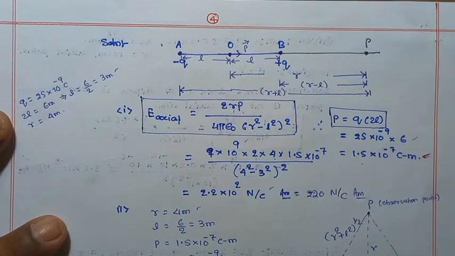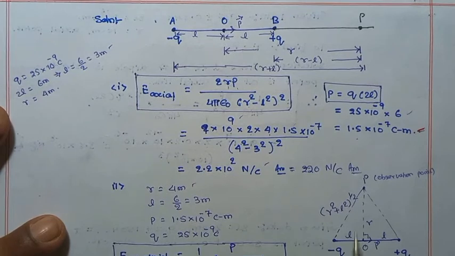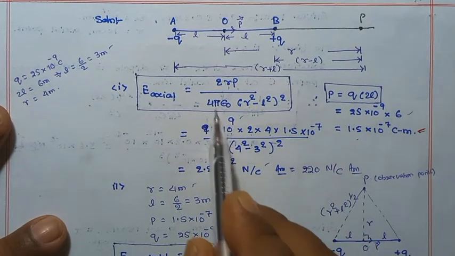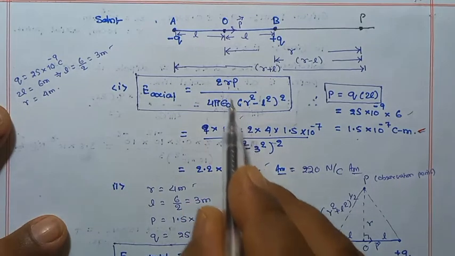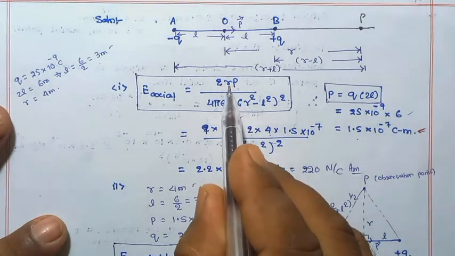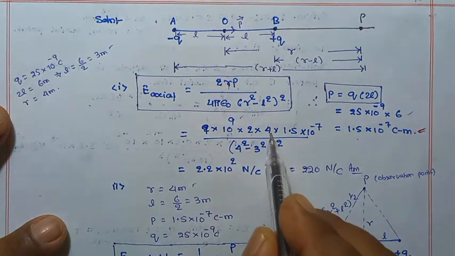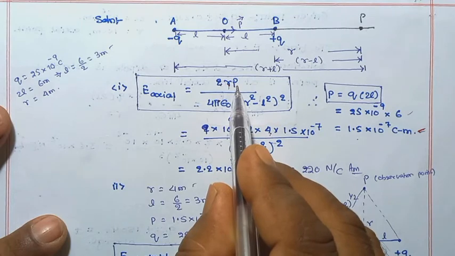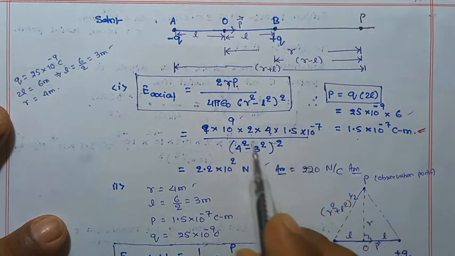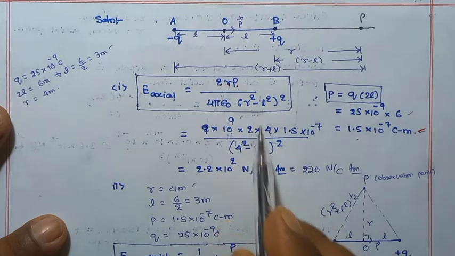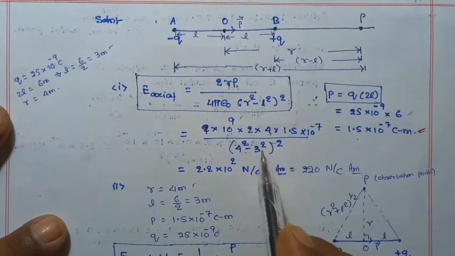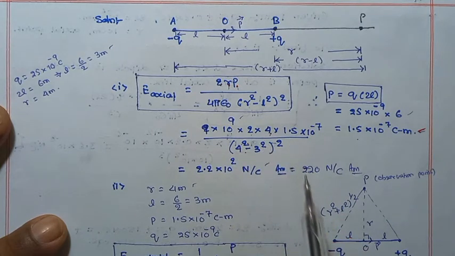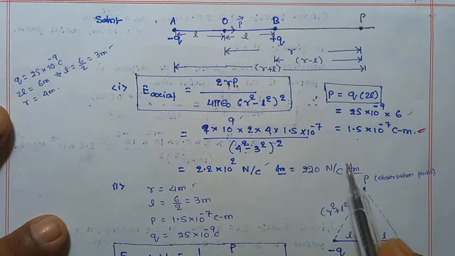Okay. Now putting these values here, we get 1 by 4 pi epsilon 0, whose value is 9 into 10 power 9, into 2. Value of r is 4 meter. Value of P is 1.5 into 10 power minus 7, divided by r square, meaning 4 square, plus l square, meaning 6 by 2, that is 3 square, the total whole to the power 3 by 2. After solving this, we will get 220 Newton per Coulomb.